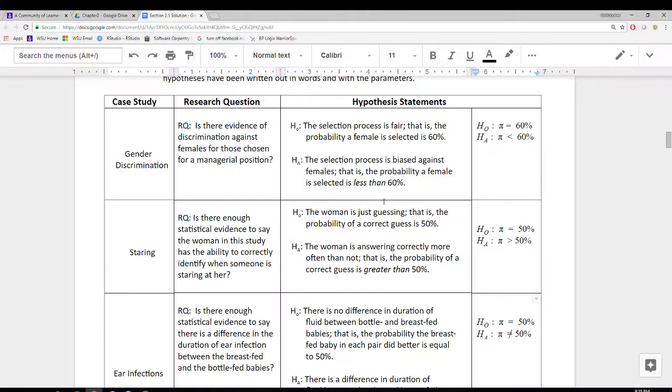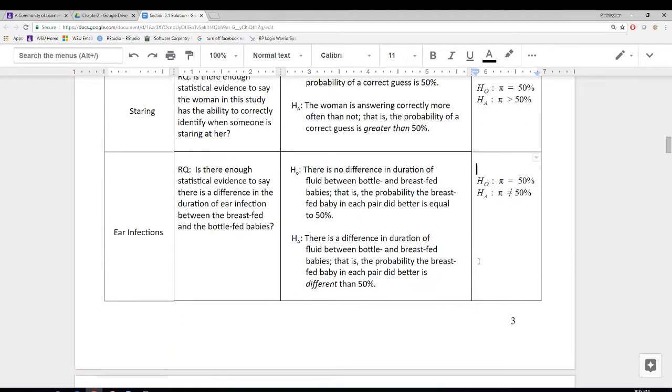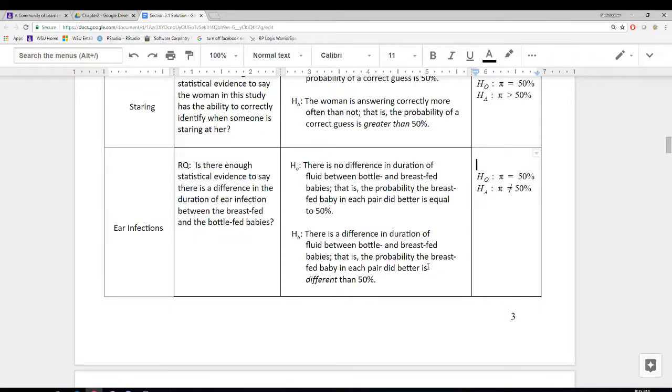Notice that for the gender discrimination, we were worried about that parameter value being less than 60%. In the staring example, we were curious of whether or not that parameter value in the alternative hypothesis was greater than 50%. And in the ear infection example, we were curious whether or not that parameter value was something different than 50%.